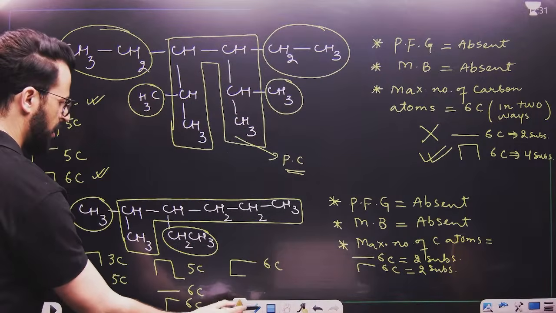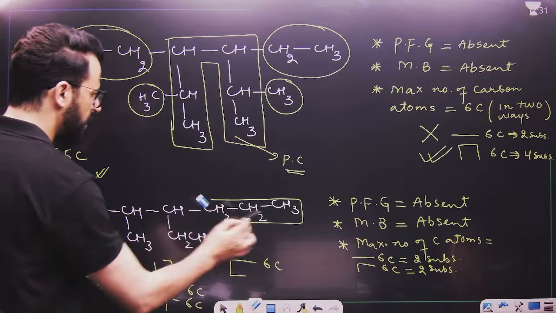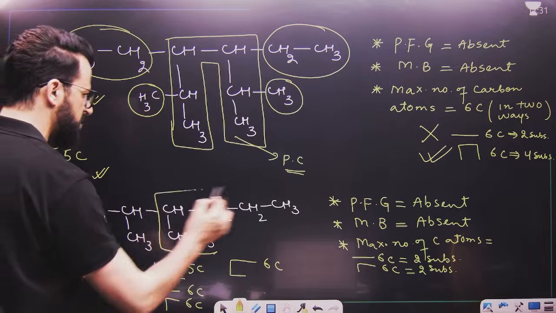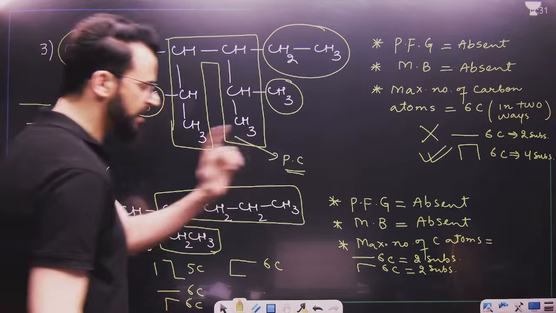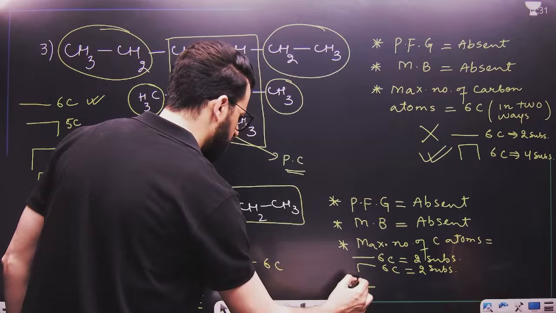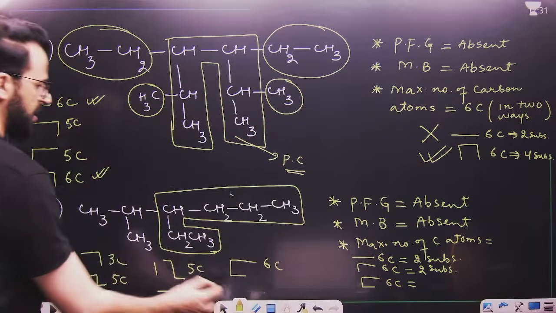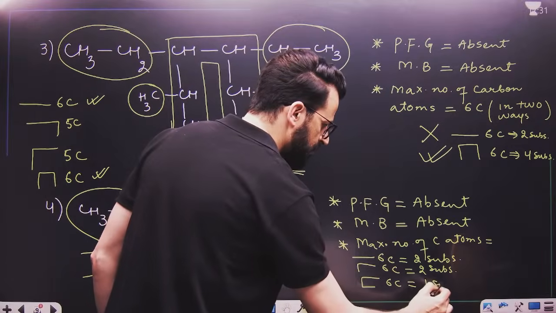Done? Now let me erase this once again. Let's check another possibility. What is another possibility? Another possibility is this one. 1, 2, 3, 4, 5, 6. That means this is having 6 carbons. But how many substituents are there? Have a look. Only one substituent is there.